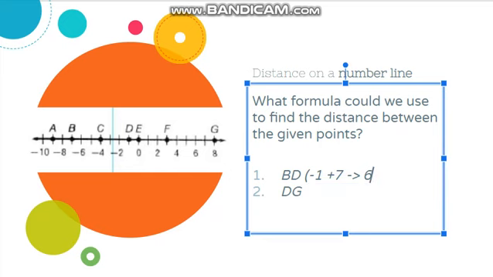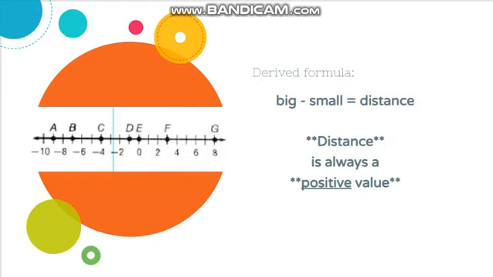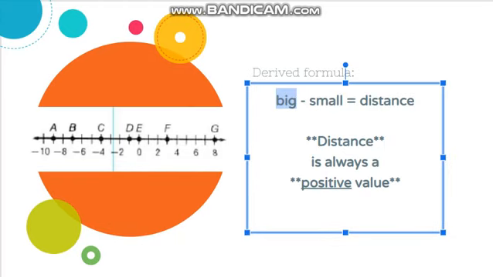So what we can kind of see here is that we can count, but a little bit faster way to count is to take the bigger number, subtract the smaller number, and that would give us the distance. Distance almost always must be a positive value, so if you get a negative value for distance, you want to go back and check your arithmetic.